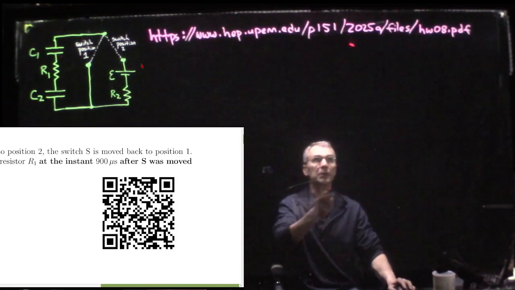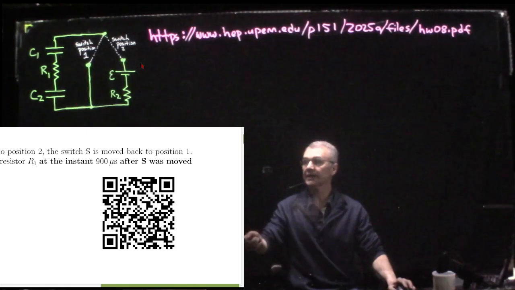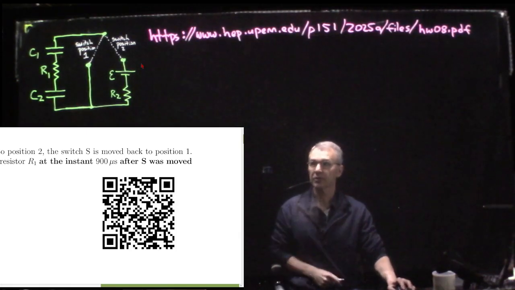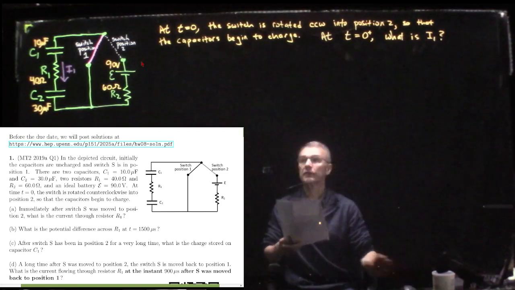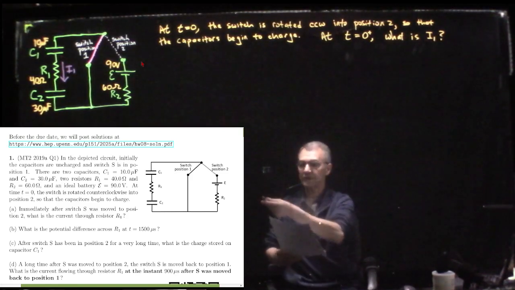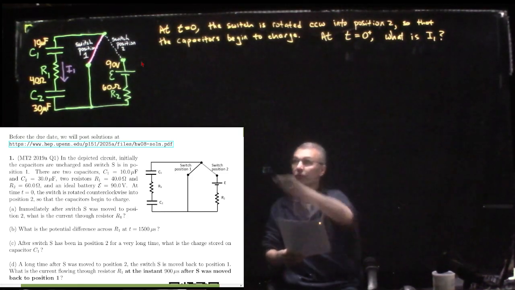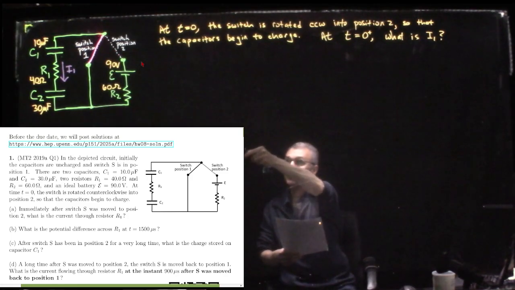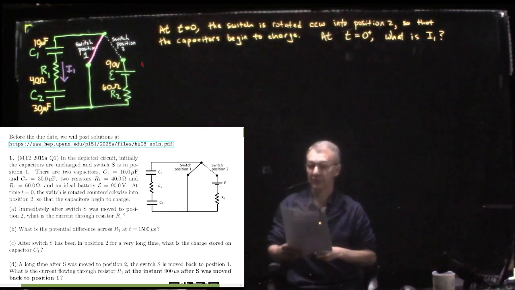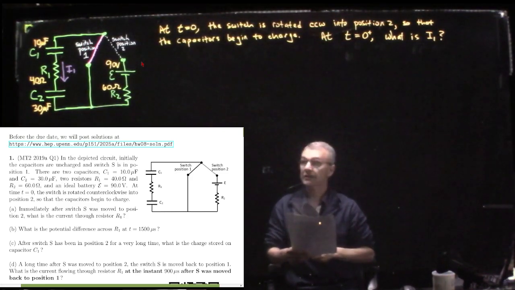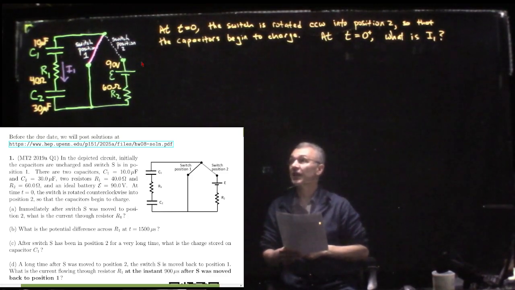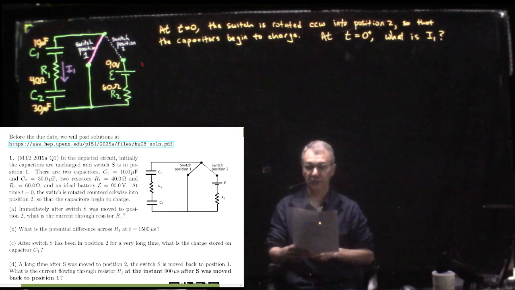Let's solve problem 1 from homework 8, which you see in this QR code as a link to it. In the depicted circuit, initially the capacitors are uncharged, so Q equals 0 on every capacitor. And the switch S at the top here is in position 1, which I've drawn in magenta, so that the battery is not connected to the rest of the circuit.